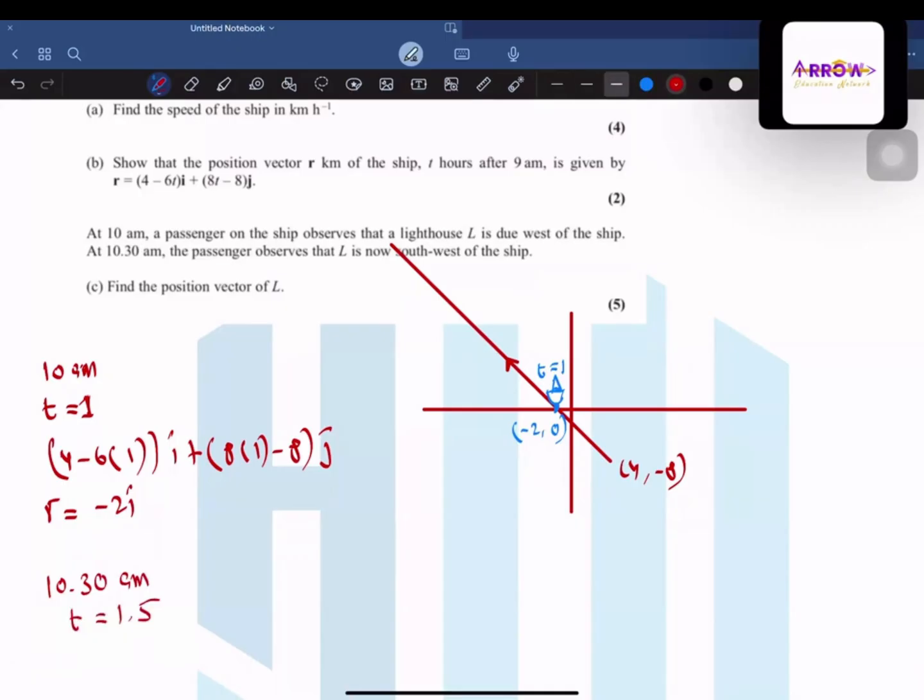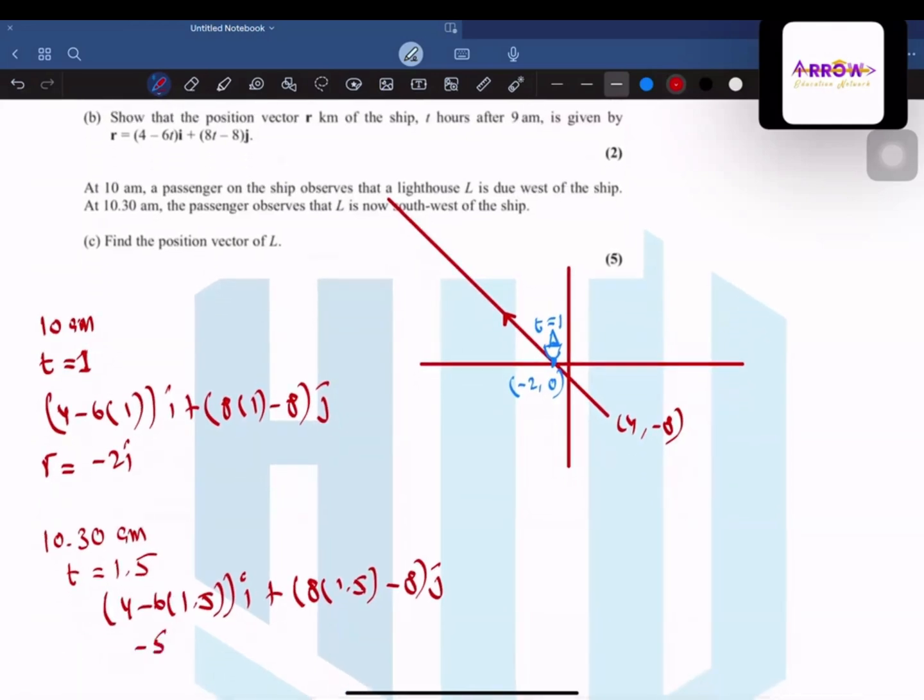So I'm going to put t equals 1.5 in the expression. 4 minus 6 times 1.5 is the i component, and 8 times 1.5 minus 8 is the j component. 4 minus 6 times 1.5 is minus 5, so minus 5i, and 8 times 1.5 minus 8 is 4j. So minus 5i plus 4j is the position vector of the ship at t equals 1.5 hours.